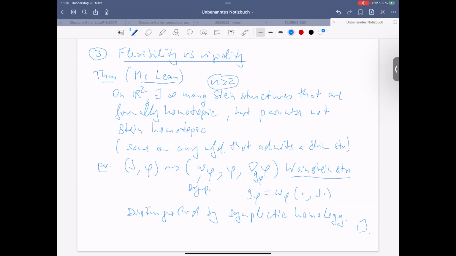So we forget the Stein structure, we just look at the Weinstein structure, and then for this structure we can define some symplectic homology theory. Then McLean constructs these examples, computes symplectic homology for them, and proves that the symplectic homologies are all different, so they distinguish them. So this is really a symplectic result, fundamentally.